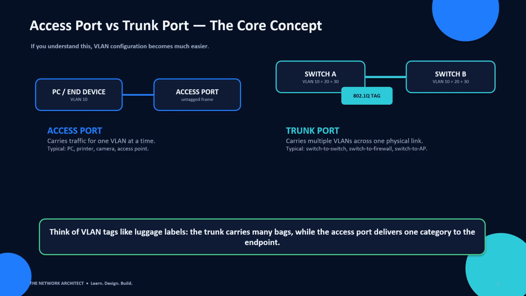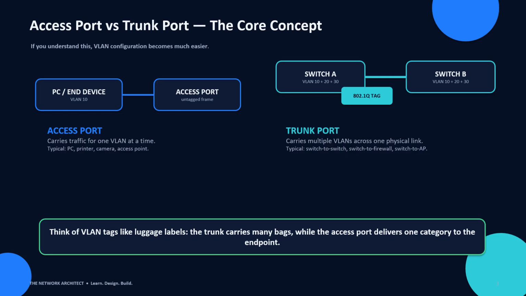An access port normally carries one VLAN. For example, suppose we have a computer that belongs to VLAN 10, and this computer is connected to an access port of the switch. The switch port is configured for VLAN 10. The computer sends normal Ethernet traffic. The computer does not need to understand VLAN tagging. So we can remember: access port equals one VLAN for the connected device.